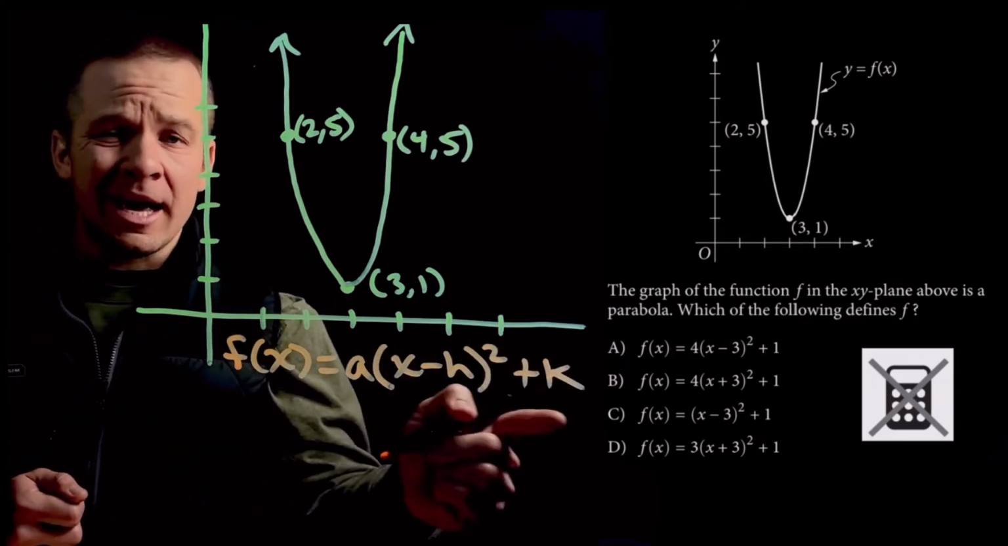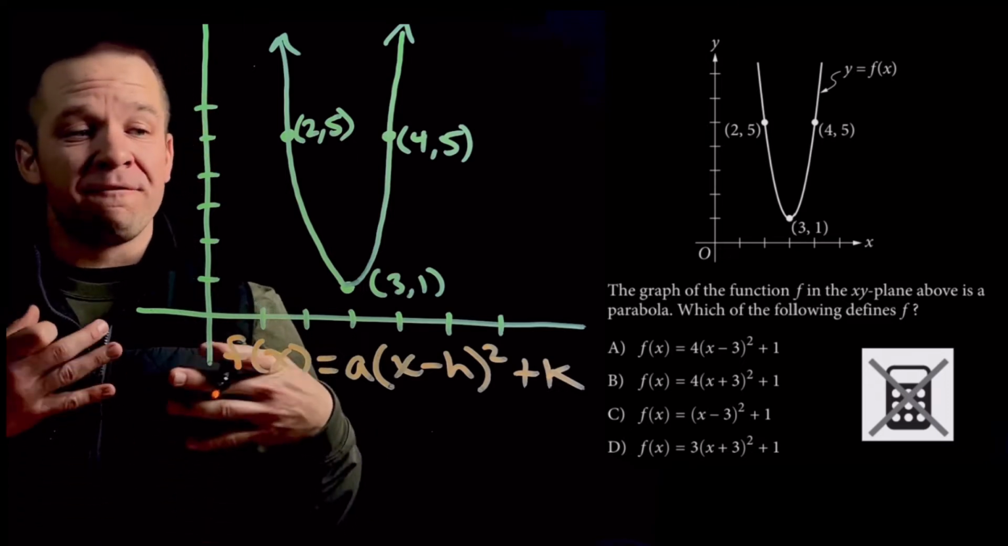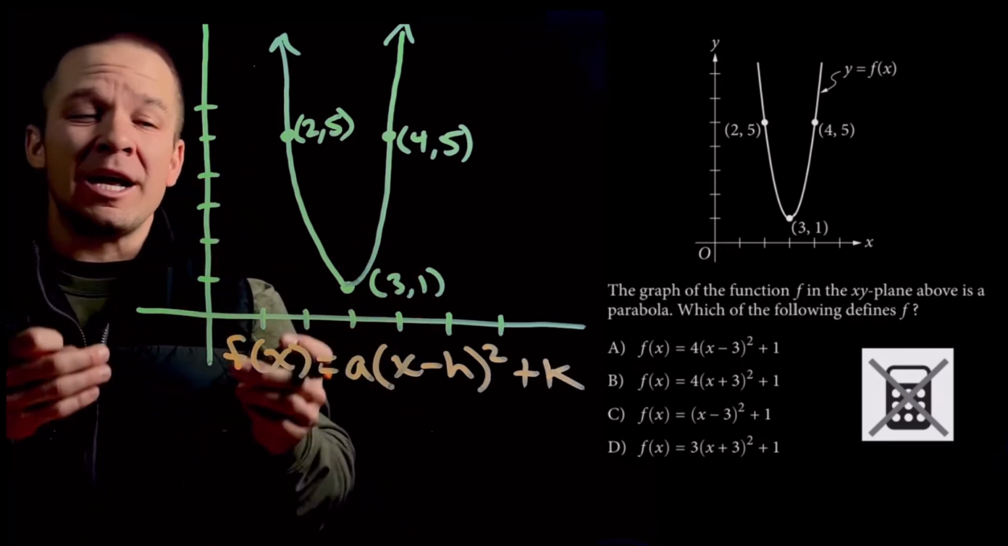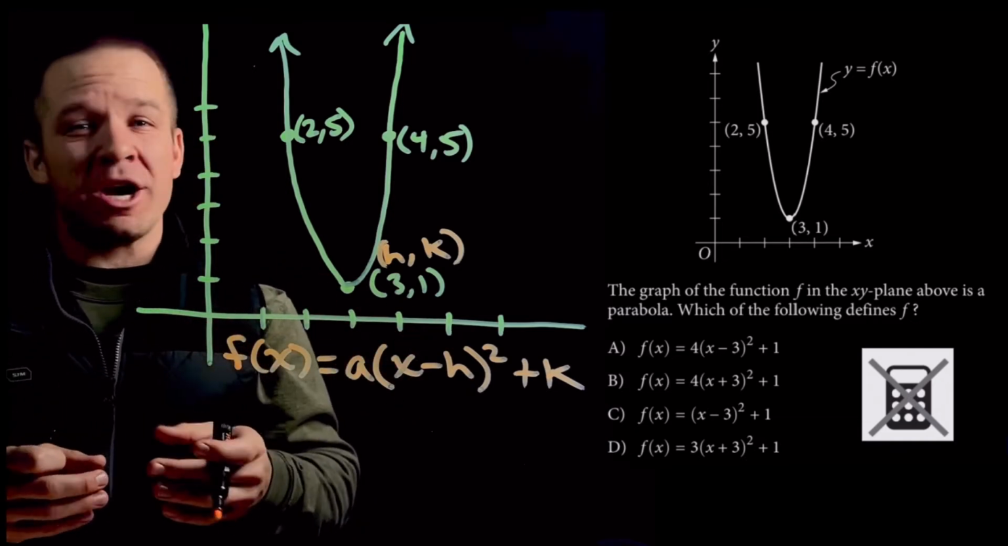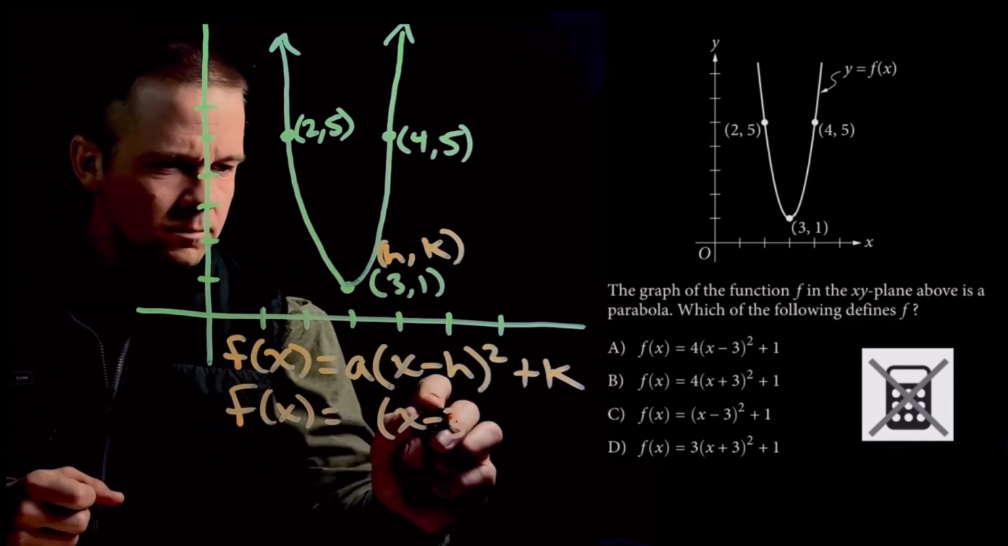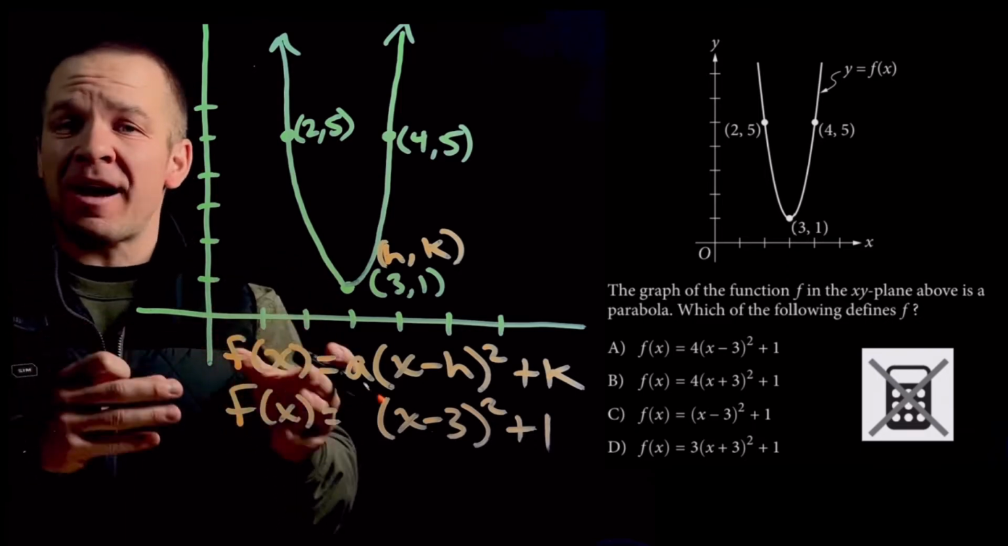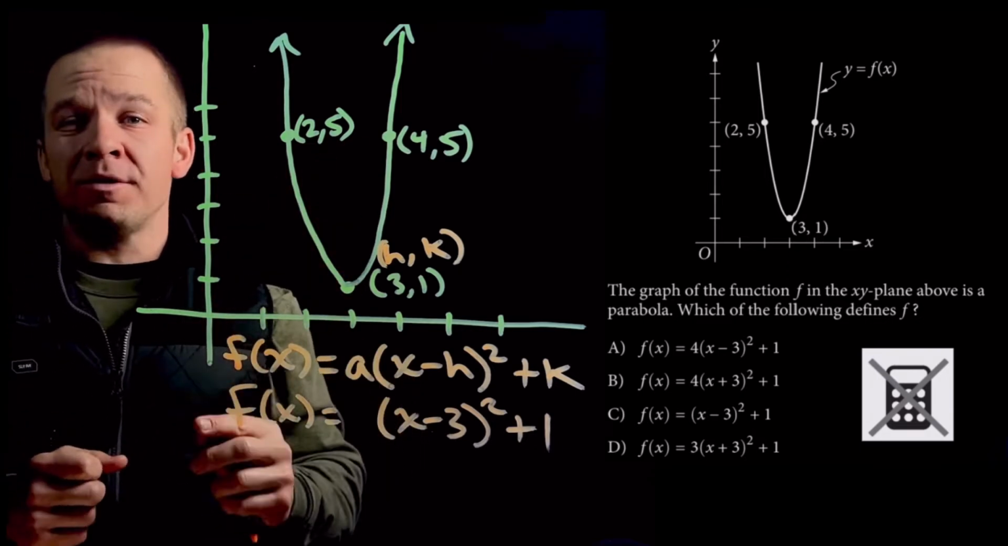Now, the h and the k in this equation here are the coordinates of my vertex, which in this case is 3, 1. So let's go ahead and substitute those bad boys into this equation here, and we're almost done. So now I just need to figure out what my a value is, and we can use the other ordered pairs here to do that.